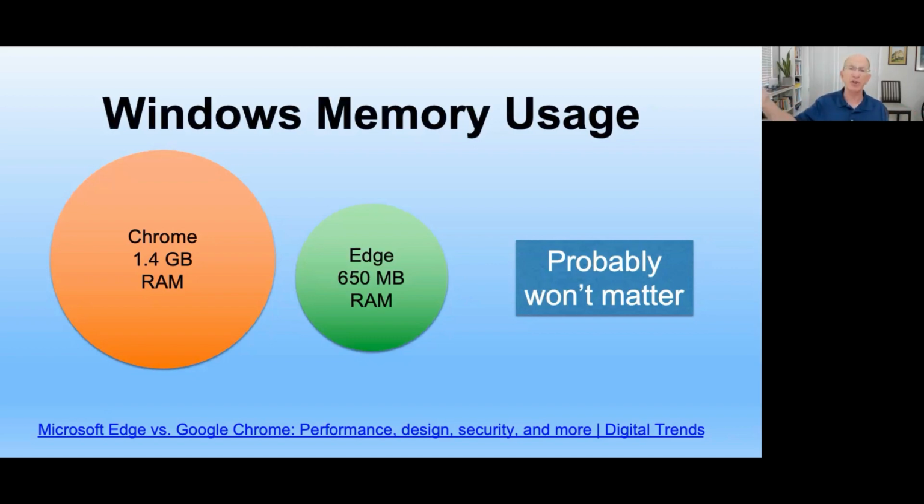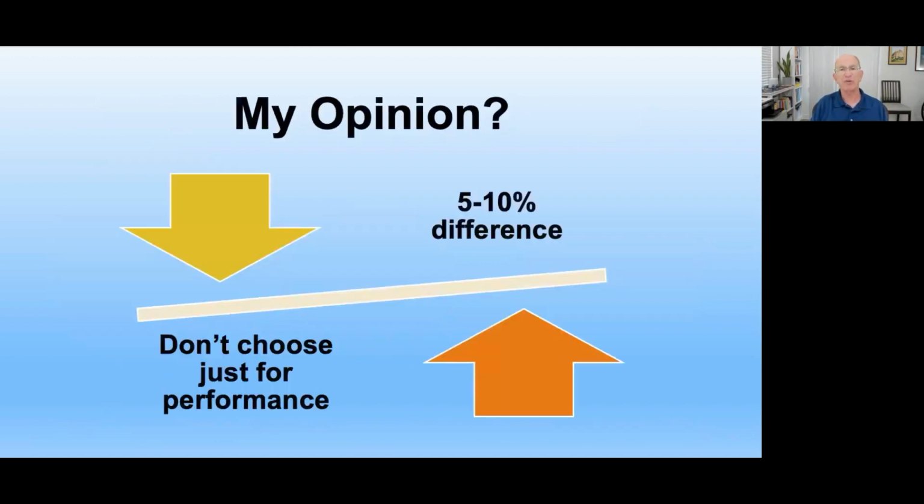Chances are your internet connection and how fast the website is running is going to make more of a difference than the browser itself. So it's probably not going to matter. So my advice and my opinion is, with just a 5 to 10% difference in performance and the fact that software updates are going to change these things, don't choose it just for performance. Performance is not really a big issue in terms of choosing a browser unless you've got very, very limited amounts of memory in your device and very, very slow internet connections. It's rarely going to make much of a difference. So there's other reasons to make a choice on which browser you should use.